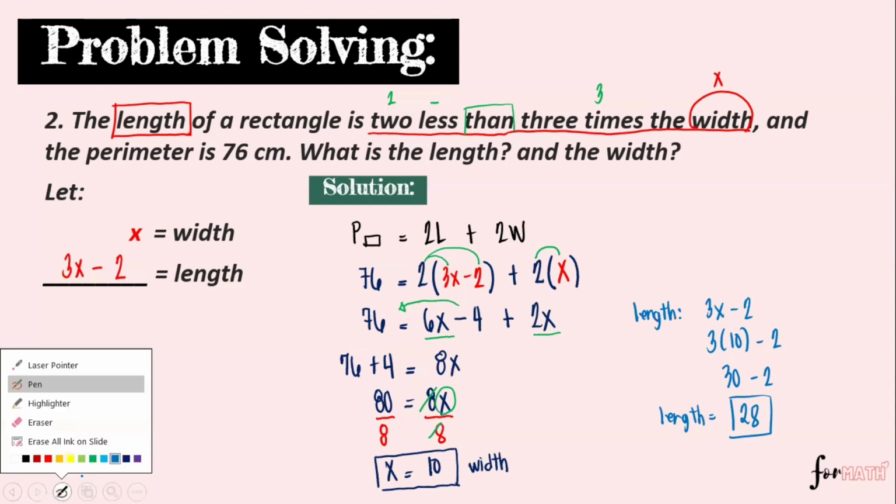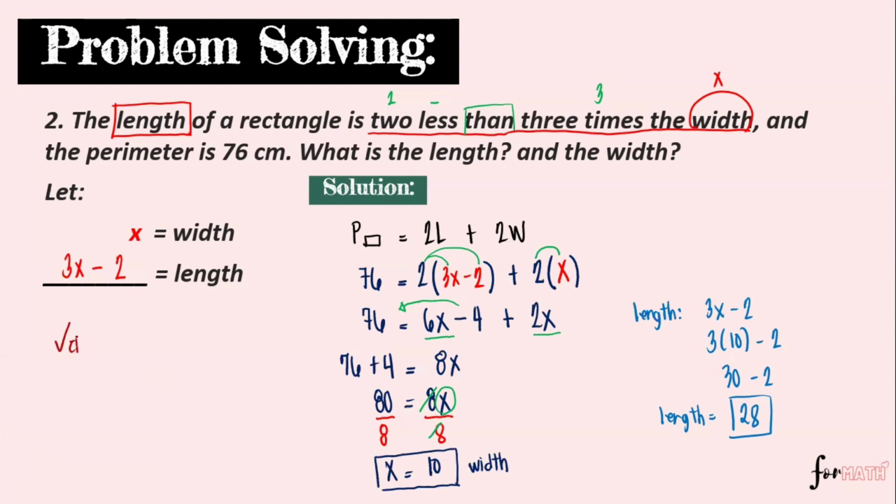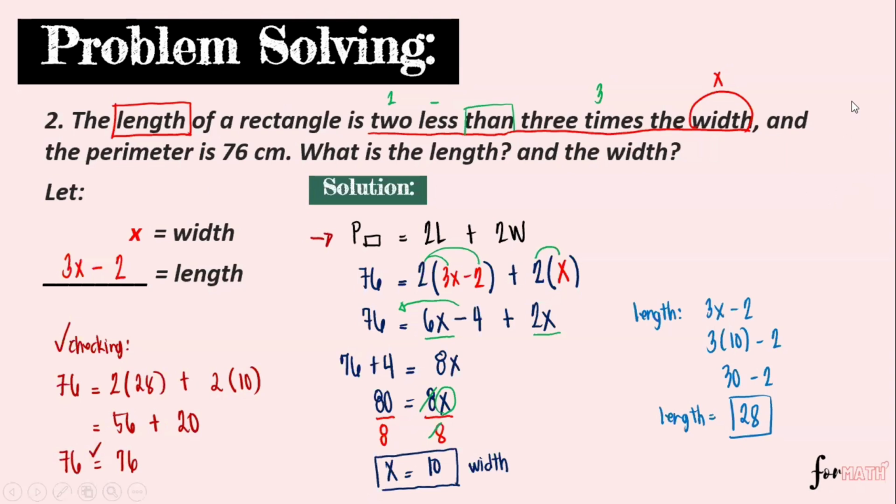Alright, and then let's check if our answers are correct. Checking. So how do we check? Let's use this formula. We have 76 equals 2 times the length. Our length is 28. And then 2 times our width, which is 10. So 2 times 28 is 56, plus 2 times 10, you have 20. So add them, and the answer is 76. Alright, so they are equal. So that is our example number 2.